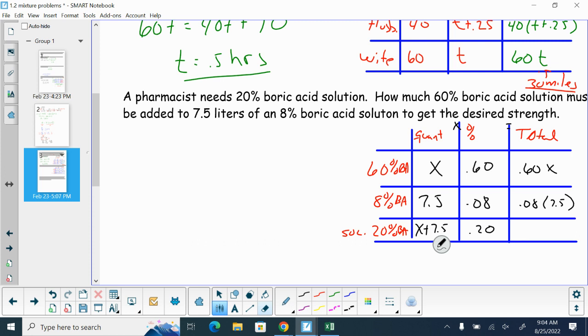For the total strength that we have, once again, we can multiply across: 0.20 times x plus 7.5. As we add it down to equal, we can do the same thing over there.